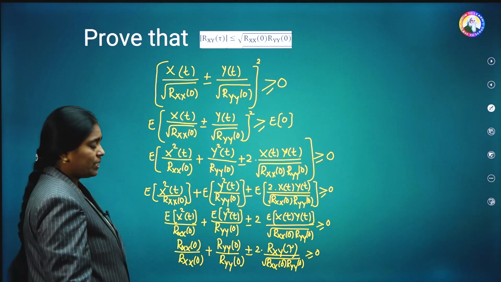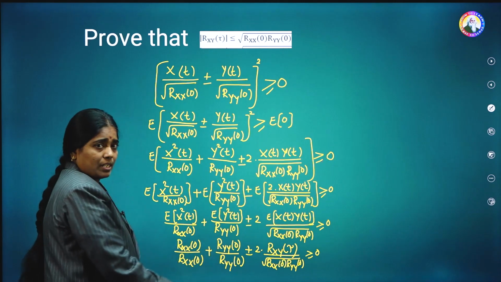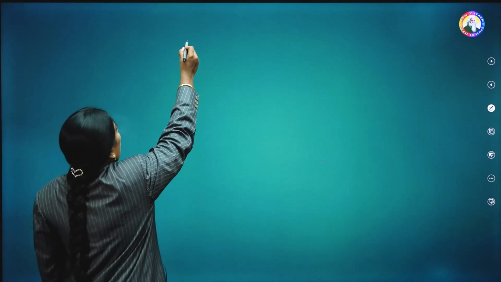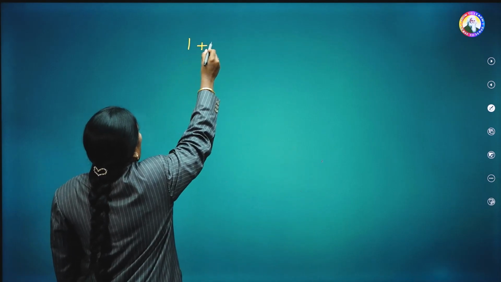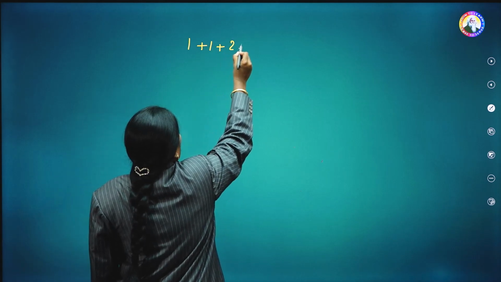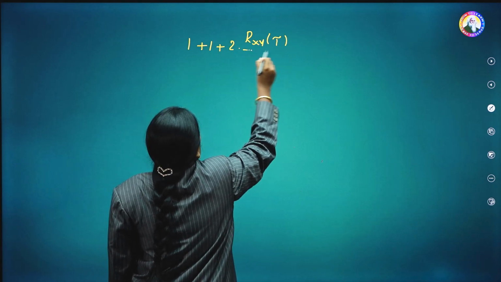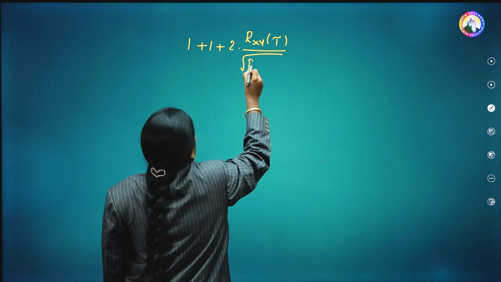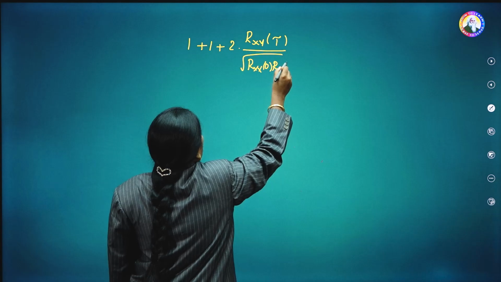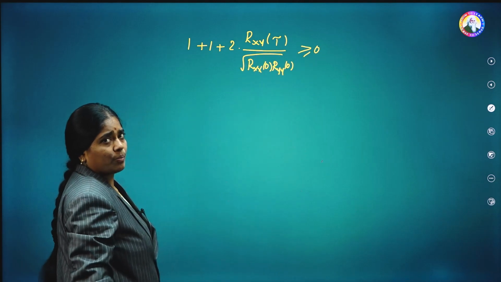In the next step, you can observe that R xx of 0 by R xx of 0 is nothing but 1. This is also cancelled, which is equal to 1. So, thus we can write it as 1 plus 1 plus 2 into R xy of tau by square root of R xx of 0 into R yy of 0. This entire term is greater than or equal to 0.